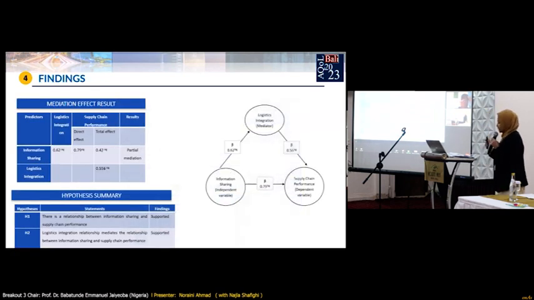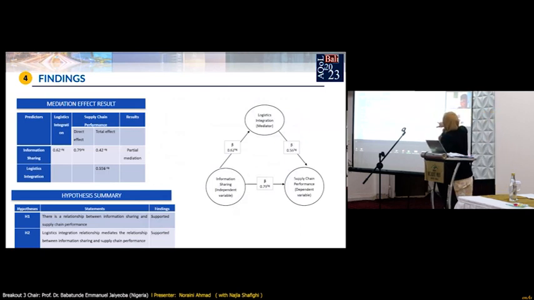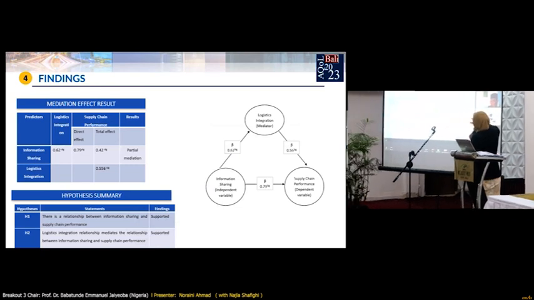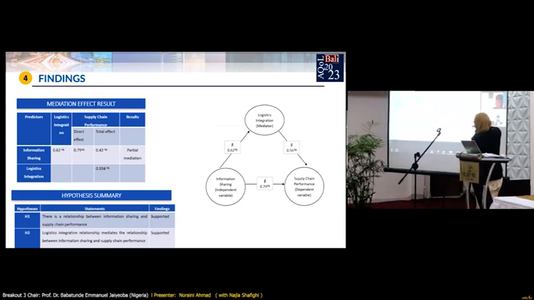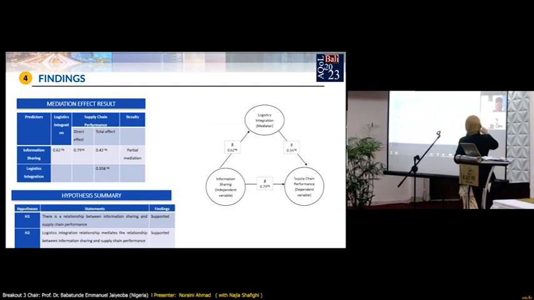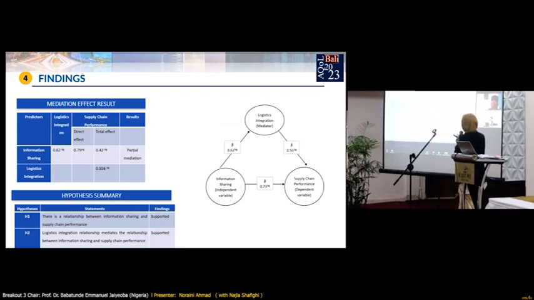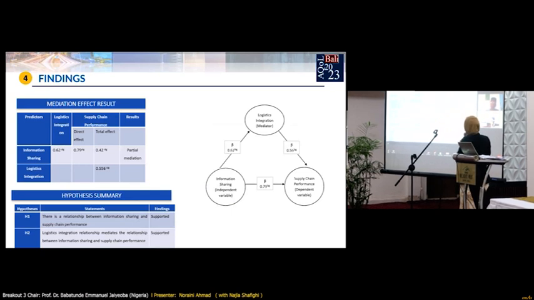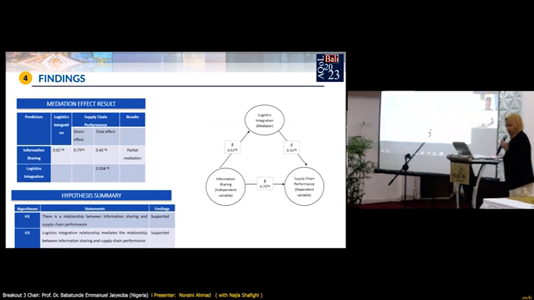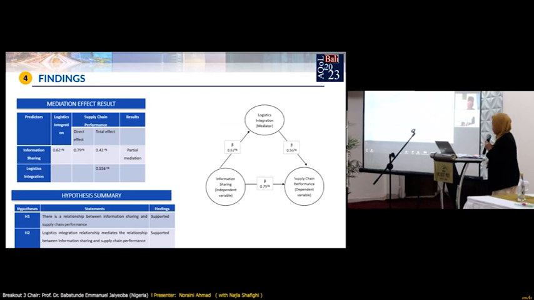So basically, step 1 is that we want to see the effects of information sharing on logistics integration, which is significant with a value of 0.62. Then step 2, 0.56, between logistics integration and supply chain performance. The direct effect of information sharing on supply chain performance has a beta value of 0.79.